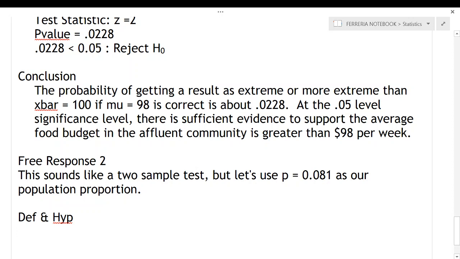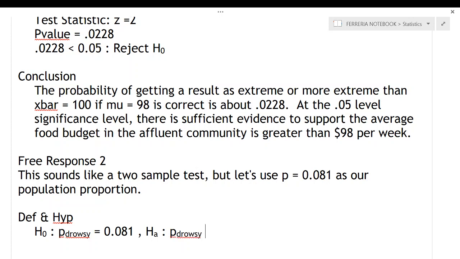Okay, so hypothesis is proportion. Null hypothesis would be the proportion of people with drowsiness is equal to 0.081. Alternatively, we're saying that the proportion of drowsiness.